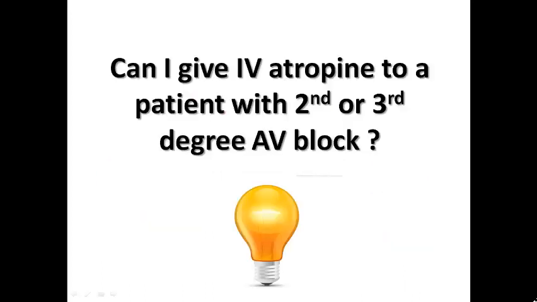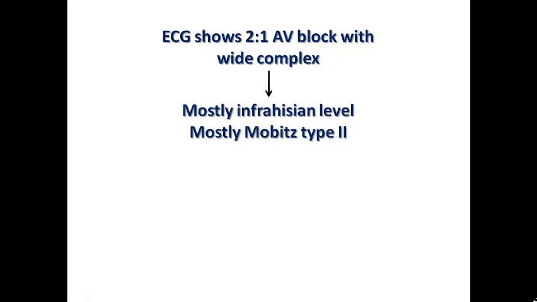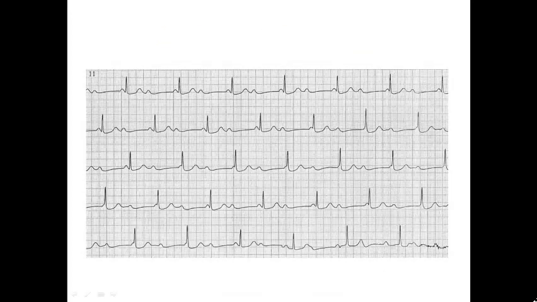So can I give IV atropine to a patient with second or third degree AV block? If the ECG shows 2:1 AV block with twin complex, mostly it is infrahisian, and mostly, of course, it is Mobitz type 2. So please don't use atropine because it may worsen the patient. And atropine, of course, is futile in a patient with third degree AV block, and so it would not help. But in second degree Mobitz type 2, it would worsen the patient. So beware of atropine and when to use it.